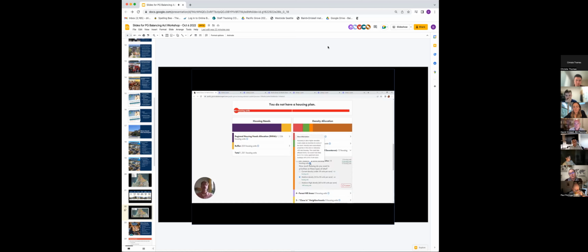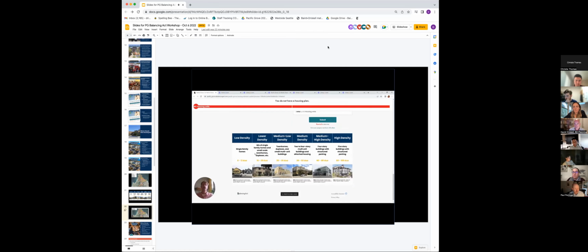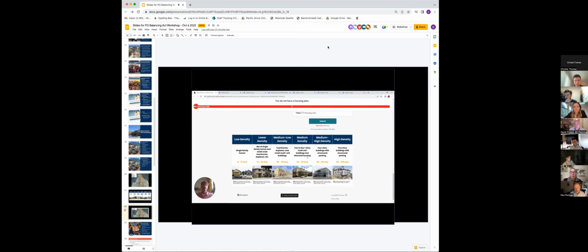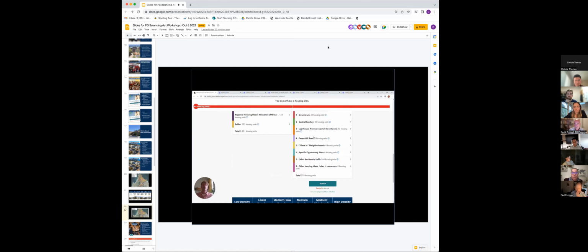You're welcome to leave a comment with your selection by clicking on the comment icon. There's also a table at the bottom of the page, which gives examples of what different levels of density could look like in Pacific Grove. These areas and strategies were identified for their potential to create new housing capacity based on staff, consultant, and community input. However, if you think we're missing something, then feel free to leave a comment under category 8.